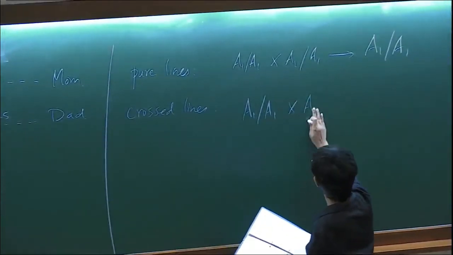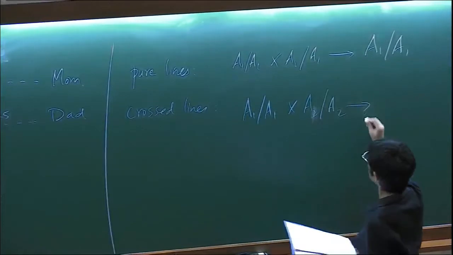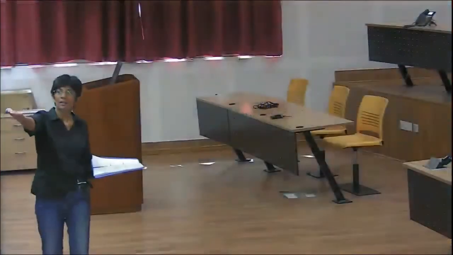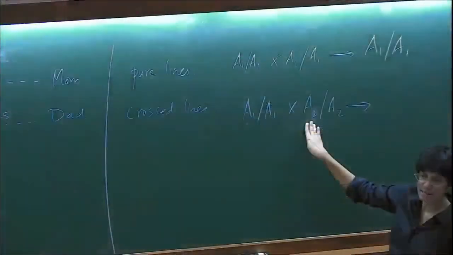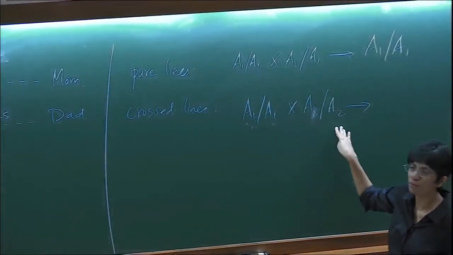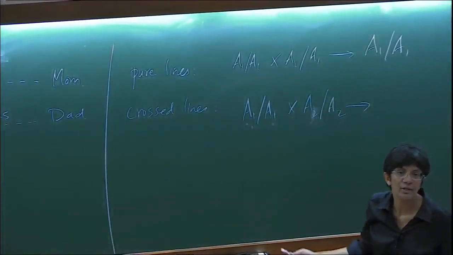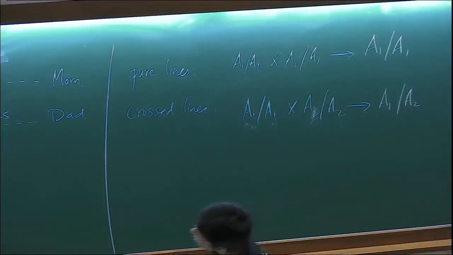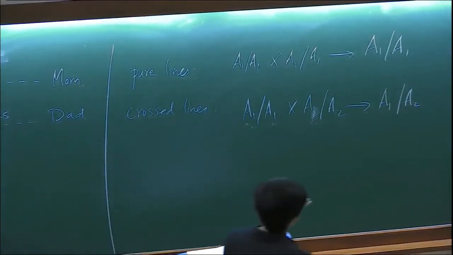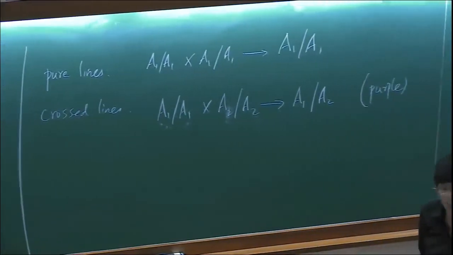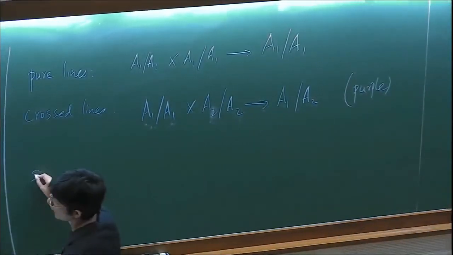What would this give us? One part from mom, one from dad. Mom, dad, mom, dad, mom, dad. What would I get? A1, A2, all of them? So that tells me, aha, I got purple flowers by crossing. So A1, A2 must represent purple flower. Okay, and then we do selfing.